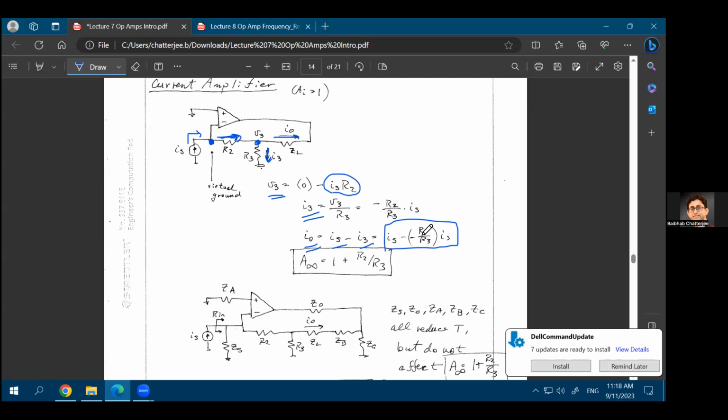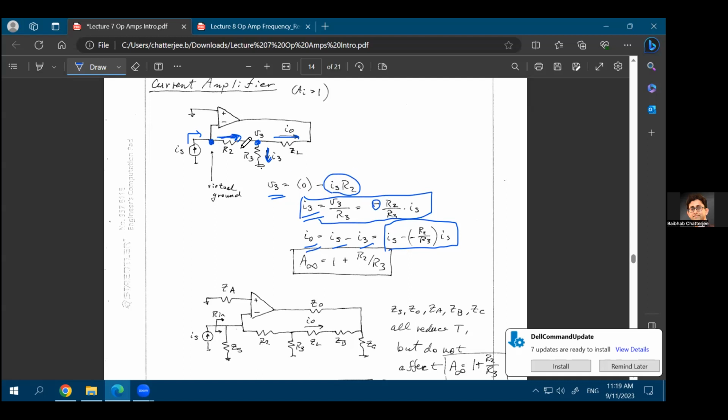Which one? I3 is equal to minus R2 over R3 times... This is from this equation, right? And you're asking why this negative sign is present, why this is negative. This is negative because your V3 is negative.